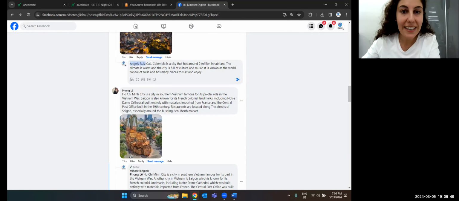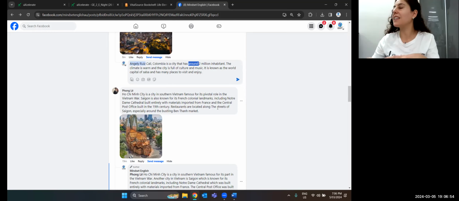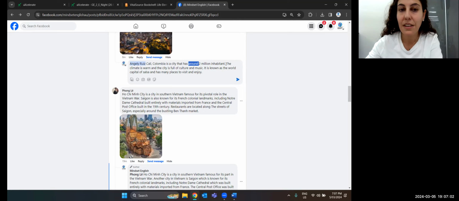Good. So I'll just read that again. Cali, Colombia is a city that has around. So that means I don't want to give an exact number, but just around. You know, it's better to say just around. That has around 2 million inhabitants. It's a pretty small city. Yeah. The climate is warm and the city is full of culture and music.